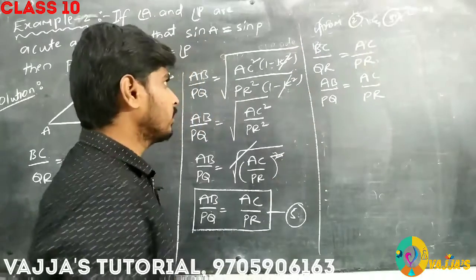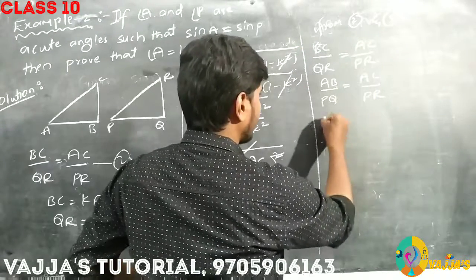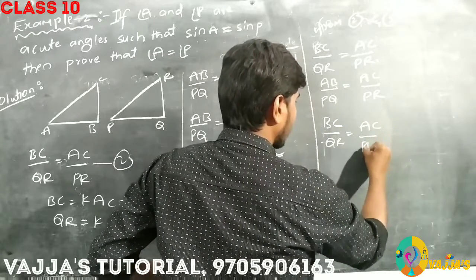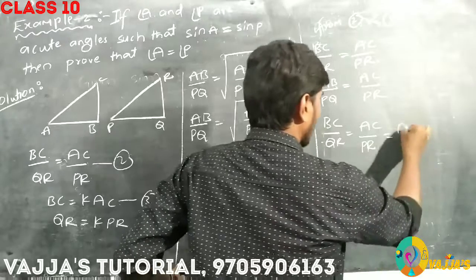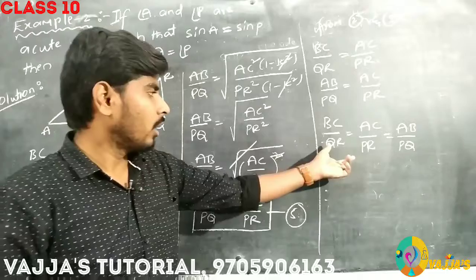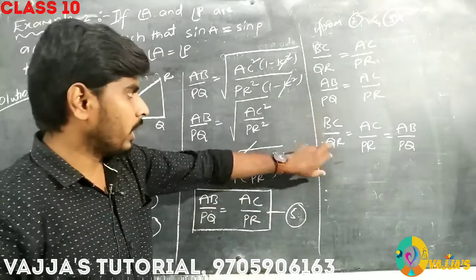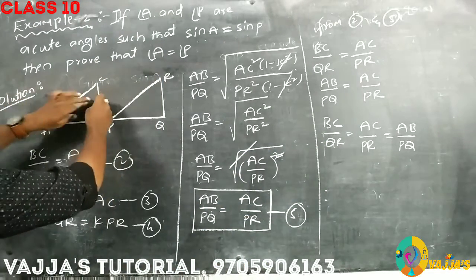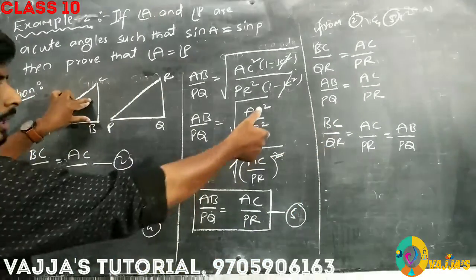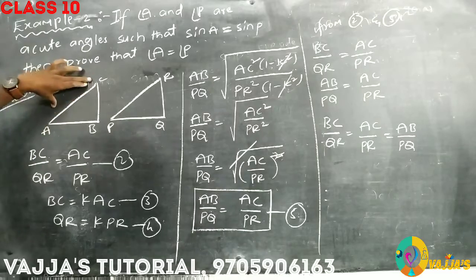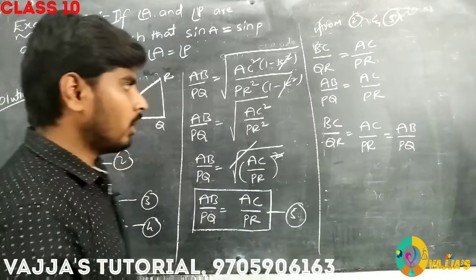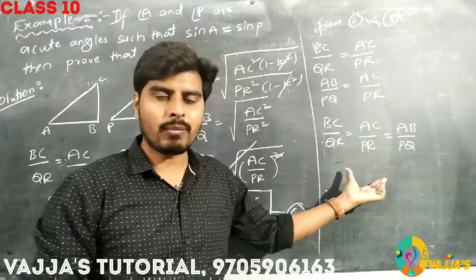So what can we write? If the RHS is the same in both the equations, BC by QR equals AC by PR equals AB by PQ. We can write like this, yes. This is nothing but, look here, BC by QR, these two are the corresponding sides. We are writing their ratios. And next AC by PR, and next AB by PQ. So all the three corresponding sides' ratios are equal here.